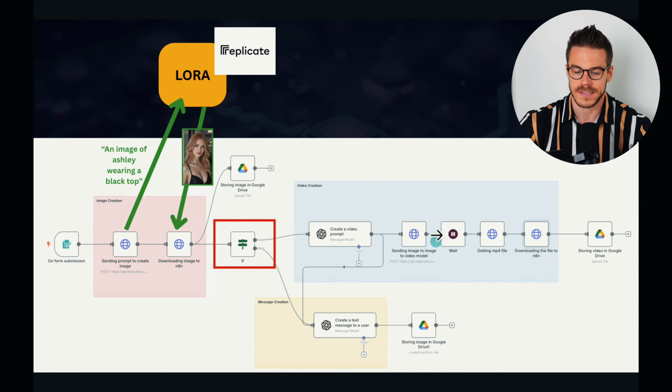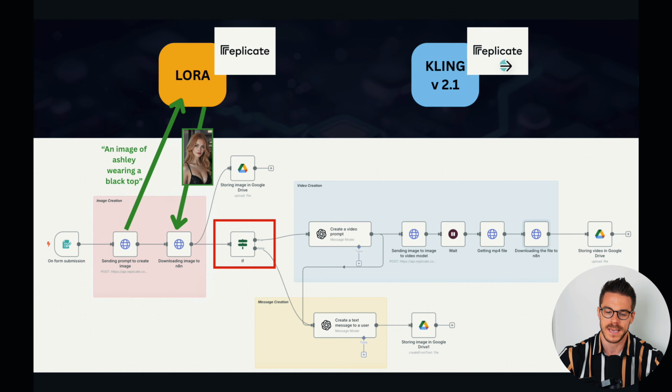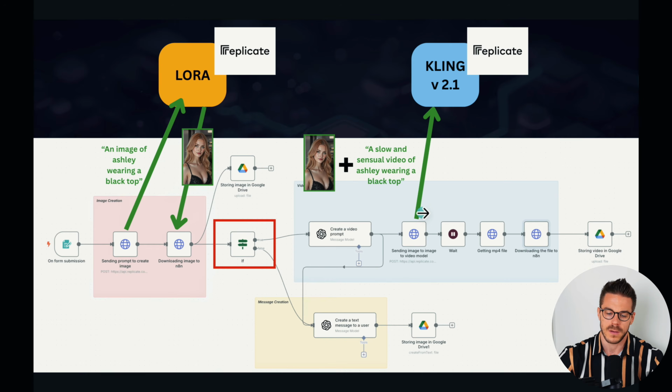And then we come to the next element, again a HTTP request, but this time we send over our video prompt together with the image we created to a so-called image to video model. That model is also hosted at Replicate, and it is called Kling v2.1. It's a very good image to video model, and this model allows us to transform that image we just created into a video. And we do that by sending over our video prompt, a slow and sensual video of Ashley wearing a black top. This is just an example, together with our image. Okay, and then this also gets to our Kling v2.1 model at Replicate.